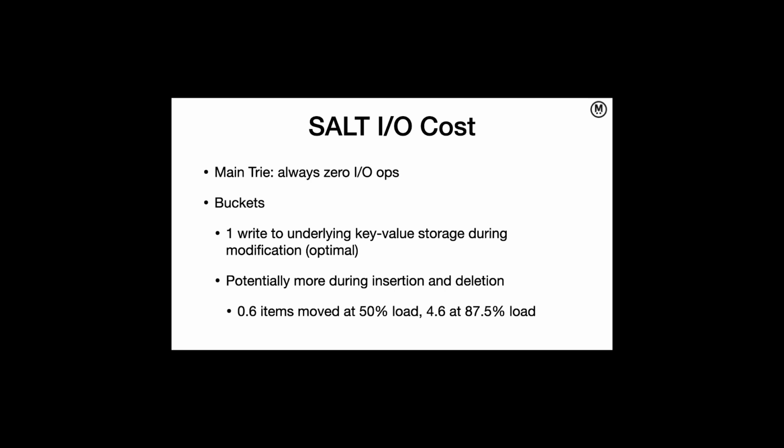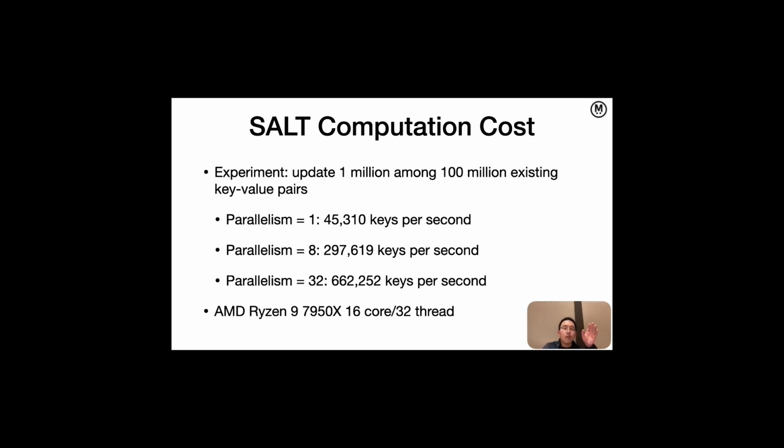And for the main trie, again, there's always zero IO cost to update or to merkleize. And for the buckets, you only need to write whatever key value pair you are writing, but you have to do it anyway because you are storing the key value pairs. So this is also optimality. And in terms of computation cost, updating the nodes and the commitments along the path is also very fast. With 32 CPU cores on a not so fancy server, you can do almost 600,000 key value pair updates per second and keep up with merkleization. So these are very good results.